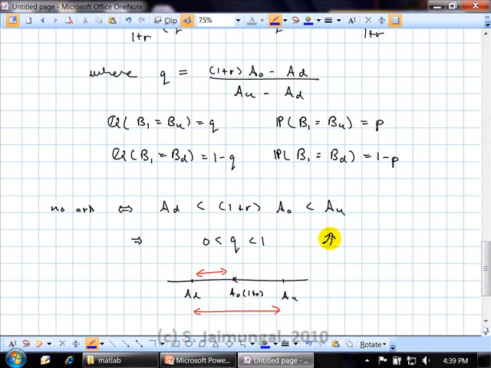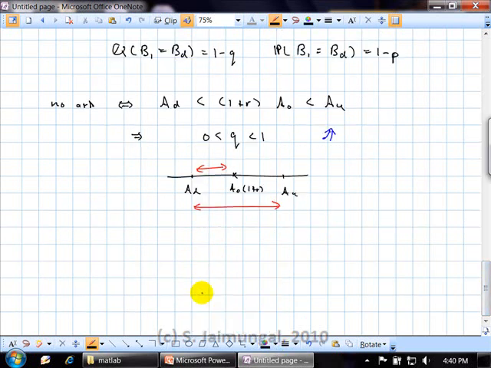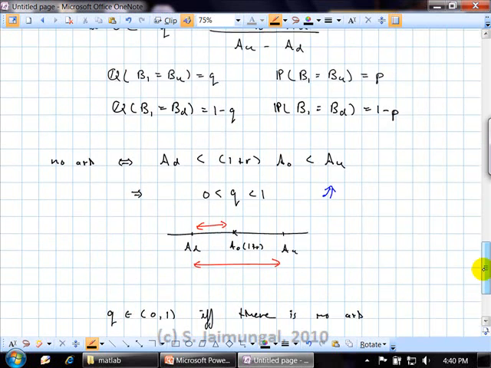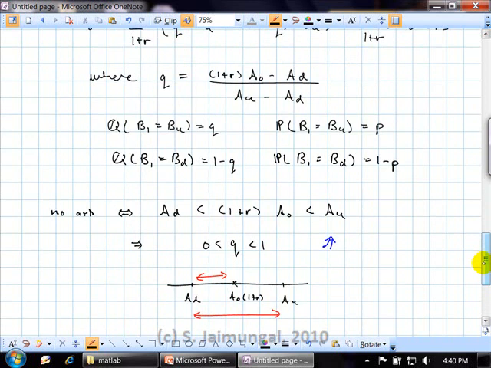So Q being between 0 and 1, or I should say, Q is between 0 and 1 if and only if there is no arbitrage. No arbitrage is showing its magic again. So Q is in the open interval (0, 1) if and only if there is no arbitrage. Right? Why was I able to say that? Because we have the equivalence of Q being in the interval (0, 1) to this inequality being true, and this inequality being true is equivalent to no arbitrage. Therefore, Q in this interval is equivalent to no arbitrage. Simple logical argument.